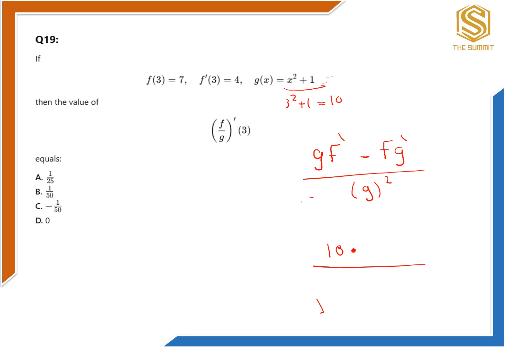Okay. The derivative of the first function. What is the derivative here? It's 4. F, the first function, which is 3 equals to 7.